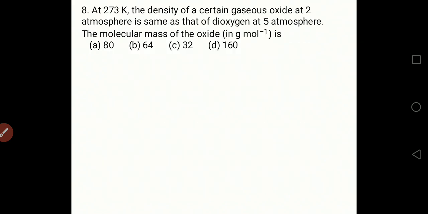Eighth one, at 273 Kelvin, a certain gaseous oxide at 2 atmosphere has the same density as that of dioxygen at 5 atmosphere. Find the molecular mass of the oxide. Here we use the formula PV is equal to nRT.